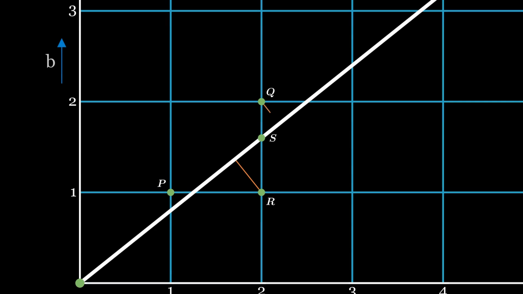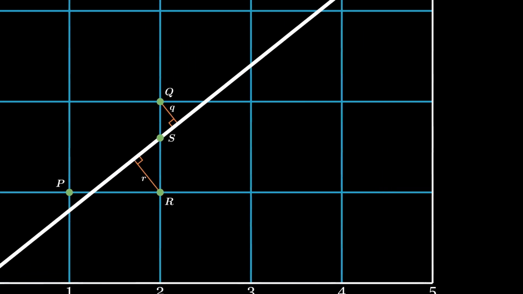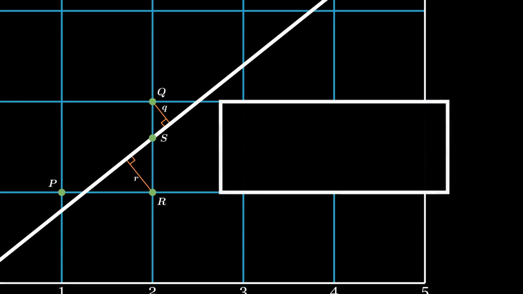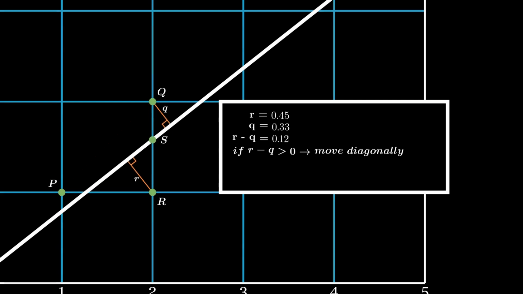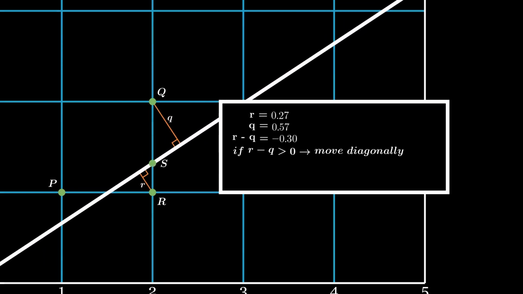The first optimization we can do is, instead of looking at the absolute values of R and Q, we can look at the difference of R and Q. If R is bigger than Q, then the value of R minus Q will be positive, and in that case Q is closer, and so the plotter has to go to that point. And on the flip side, if Q is bigger than R, then the value of R minus Q will be negative, and in that case R is closer, and the plotter has to go there.